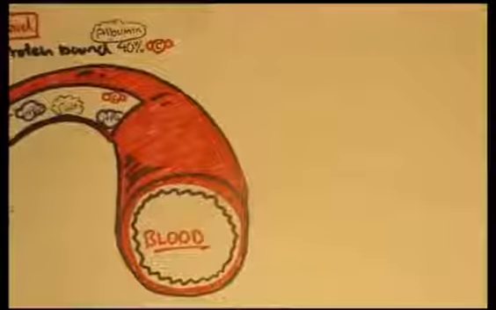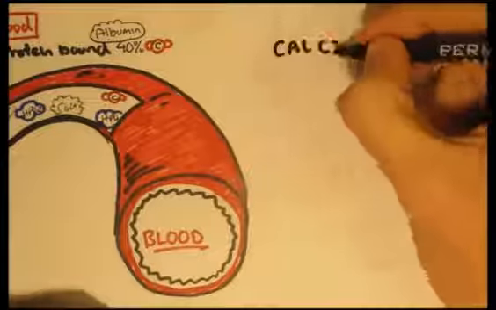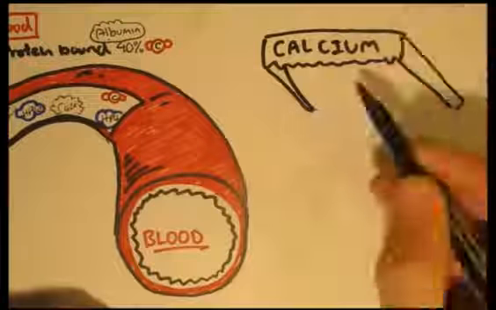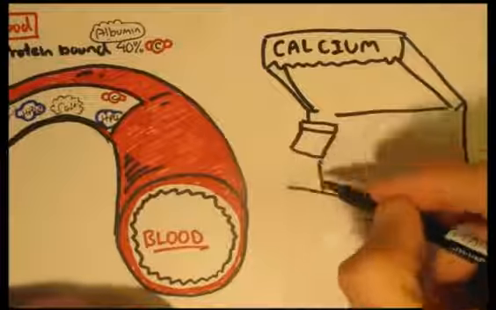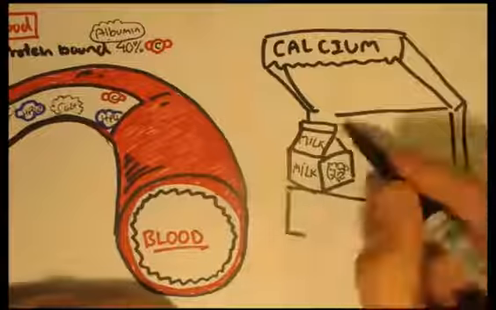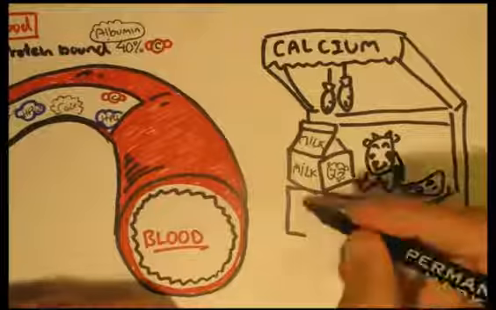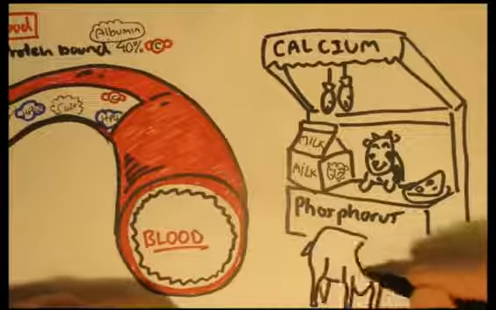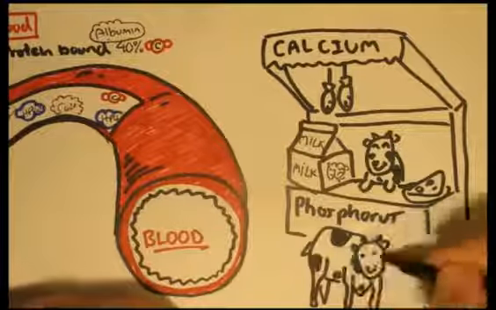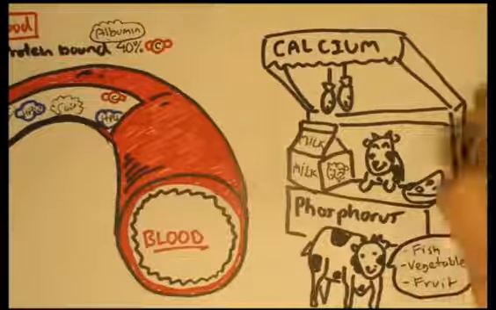So, calcium can be found in many types of food. Calcium can be found in foods such as milk, cheese, fish. You can say anything produced by a cow. Phosphorus is relatively the same and can be found in dairy products, even fish, vegetables, and fruits.